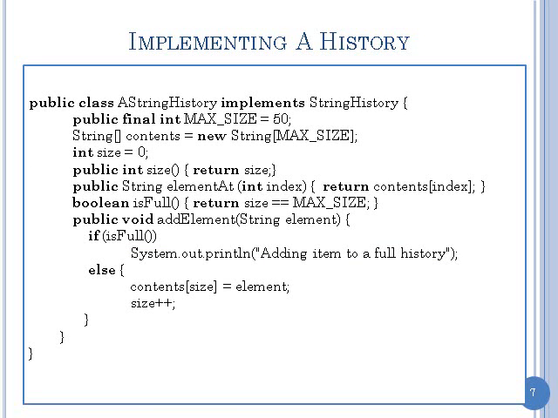And my implementation is again pretty simple. I have a string history, implement string history. I have exactly what I promised. I have a constant for max size. I create an array of that size, right? Exactly what you guys will be doing. I have this size variable, which is this counter you were talking about. It is initialized to 0.